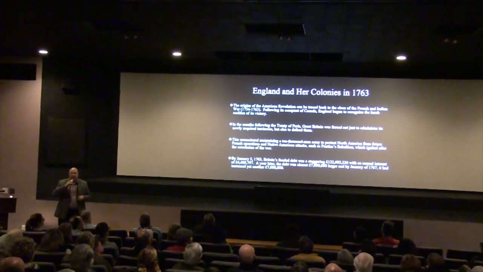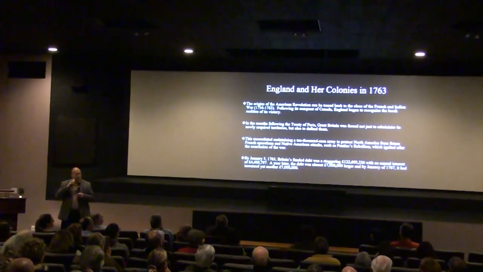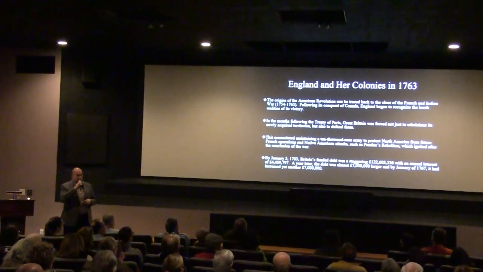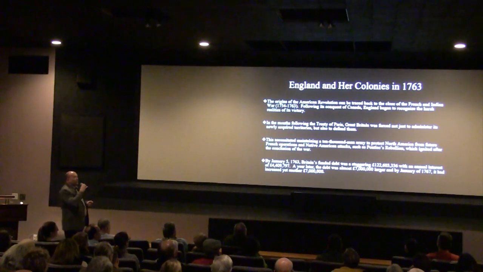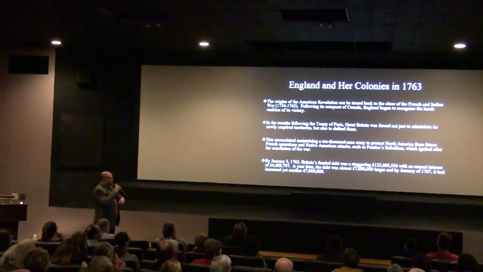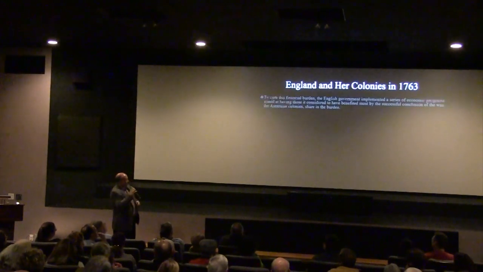By January 5th of 1763, Britain's debt was 122 million pounds, with an annual interest of 4 million pounds. A year later, the debt was almost 7 million larger. And by January of 1767, it had increased yet another 7 million pounds. So as a result, England is really in the hole right now.